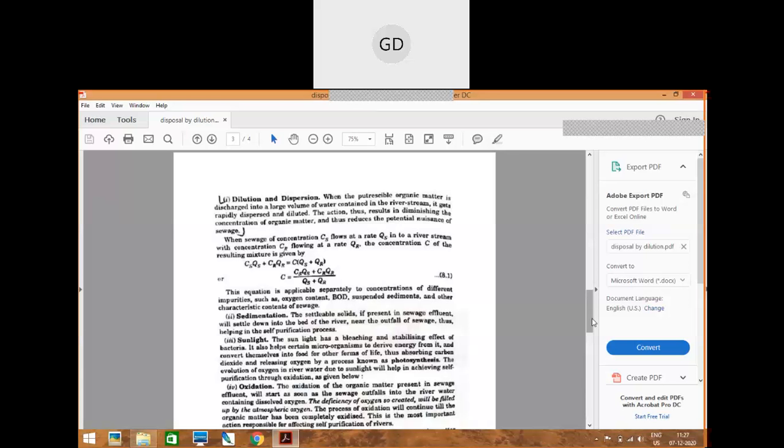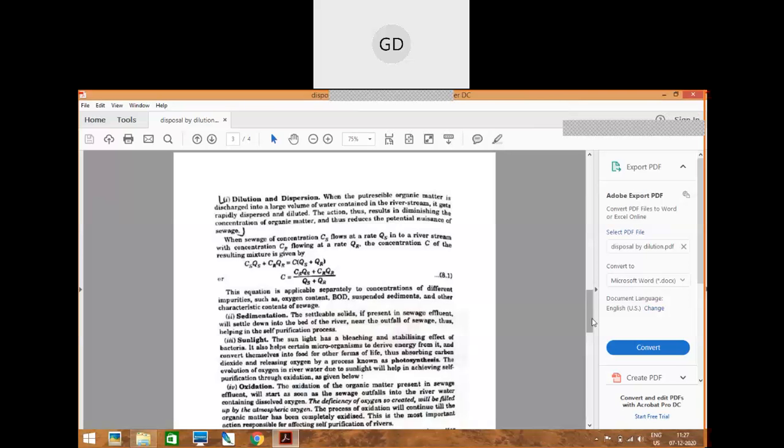This equation is applicable separately to concentrations of different impurities, such as oxygen content, BOD, suspended sediments, and other characteristic contents of the sewage. So next is sedimentation. The settleable solids, if present in sewage effluent, will settle down into the bed of the river near the outfall of sewage, thus helping in the self-purification process.